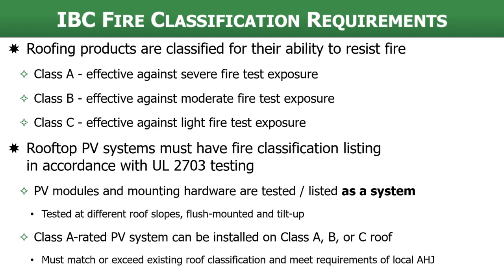Now, the PV system classification must match or exceed the existing roof classification and, of course, meet any requirements of the local AHJ or fire department. Again, if you're in a wildland urban interface where there's a high likelihood of wildfire, I've got to think you're going to need a Class A roof along with a Class A PV system. But again, check with your local AHJ and fire departments.